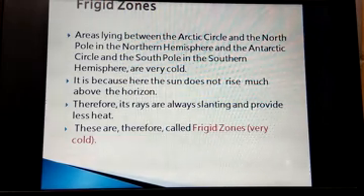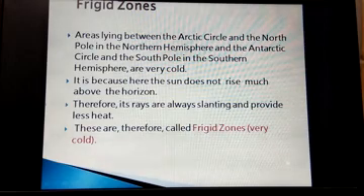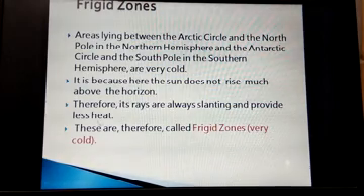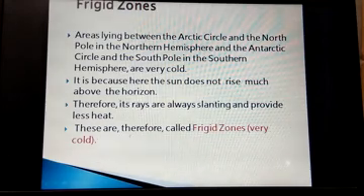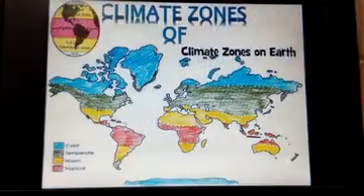Unfortunately, the sun rays are unable to fall directly on the areas lying between the Arctic Circle to the North Pole and the Antarctic Circle to 90 degrees South Pole. That's why these slanting rays do not provide so much heat. They provide very little heat. Because the heat is not going there, it is very cold. That's why it is known as the frigid zone, a cold zone.